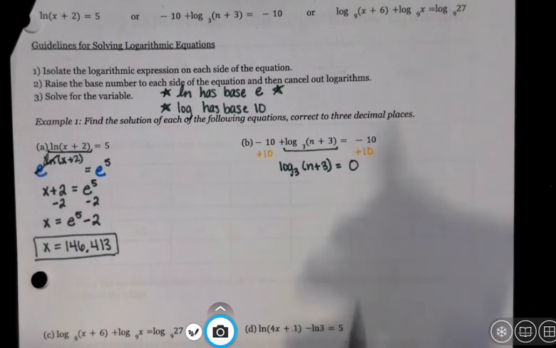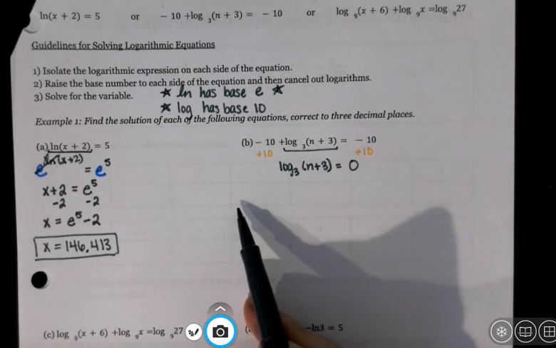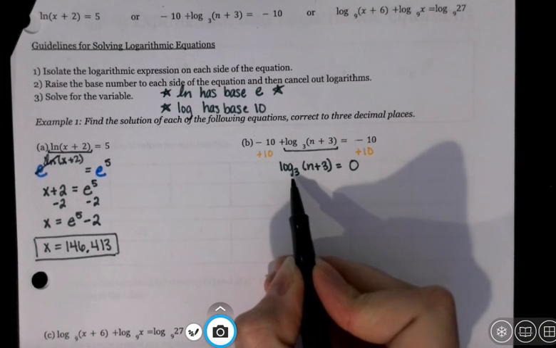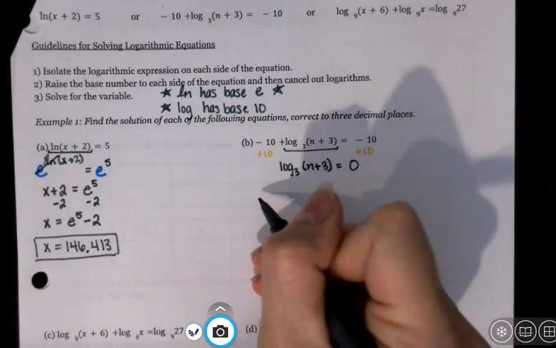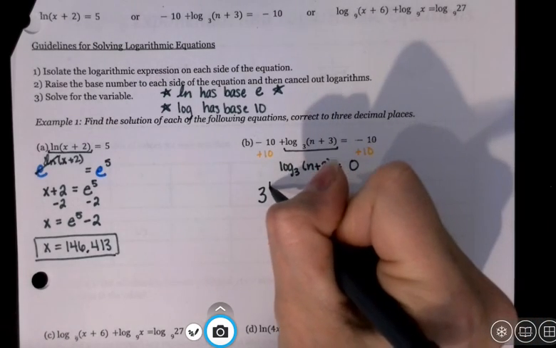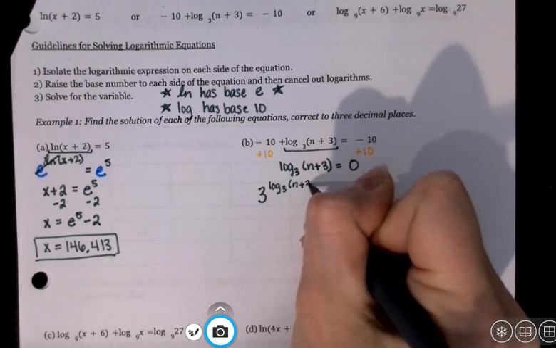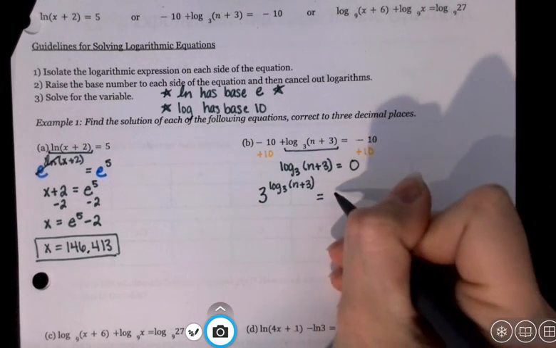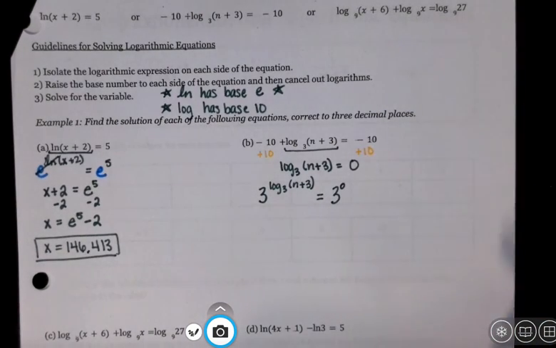Now I have to get rid of my log. Well, the inverse of log is exponential. So I look at what the base is on my log, which is 3. And that's going to become the base for my exponent. So 3, and then I'm going to raise everything as an exponent on the left. Same thing on the right. I have 3. I raise as an exponent, so the 0 becomes an exponent on that 3.